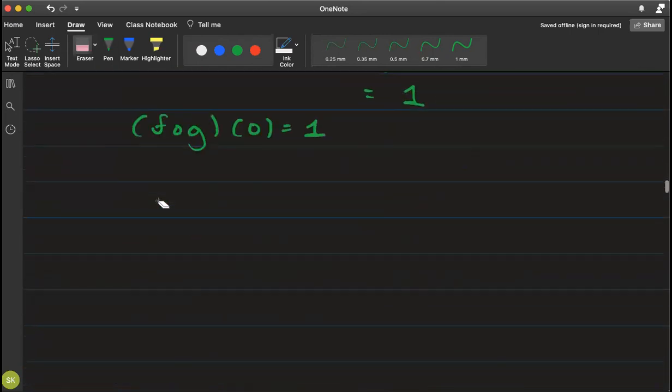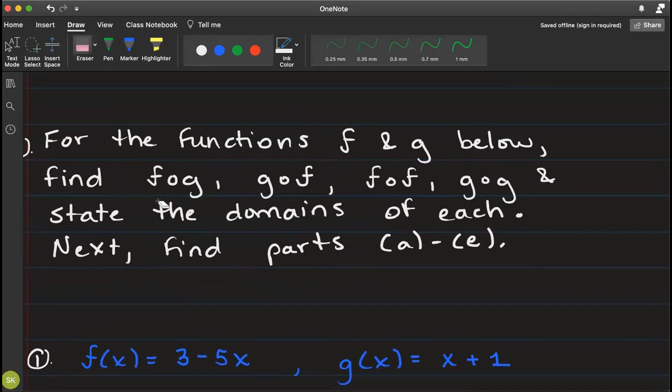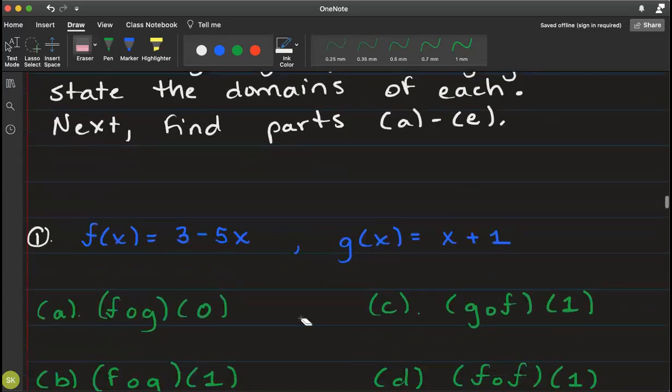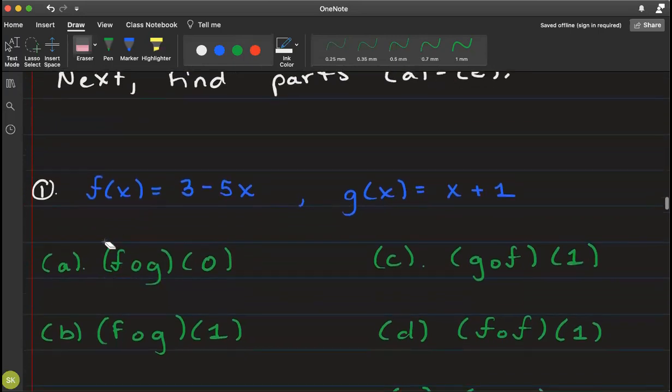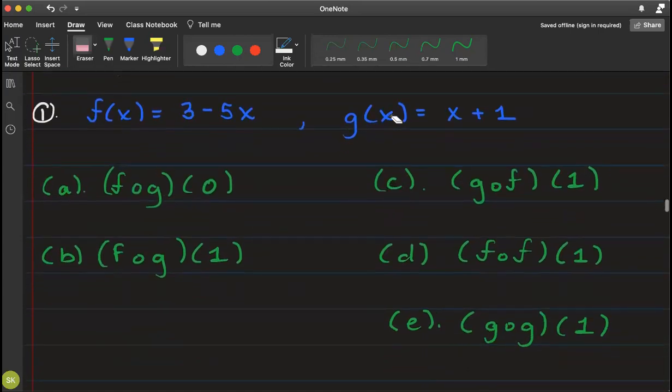So the next thing we're going to do is I'm going to actually give you functions that are like an equation for a function. And then we're going to find f composed of g, g composed of f, f composed of f, g composed of g. We're going to state the domain of each of these functions. And then we're going to find something very similar to what we were doing in the last couple of examples. So we're going to plug in values. So that's what we're going to do in the next video.